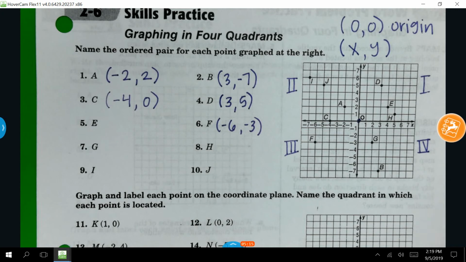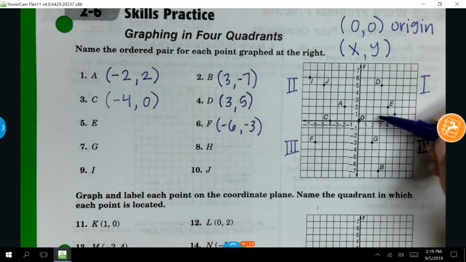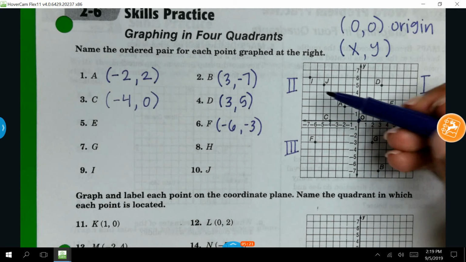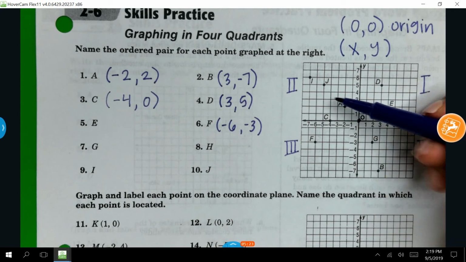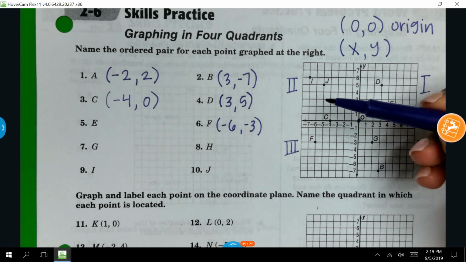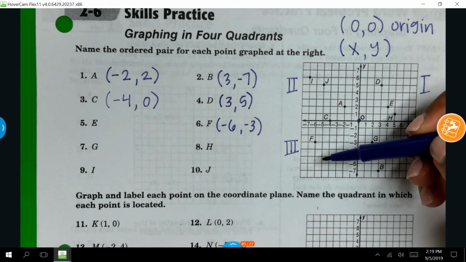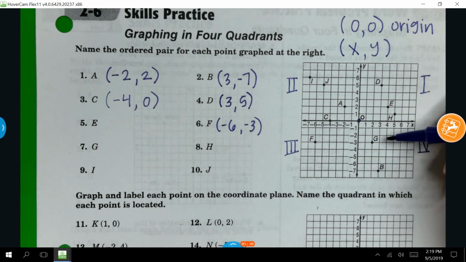So if you see an ordered pair that is all positive, so positive x, positive y, that means it's in the first quadrant. If it's a negative x and a positive y, that means you're in the second quadrant. If they are both negative, you would be in the third. And then if your x is positive but y is negative, it would put you down here in the fourth. Questions so far?